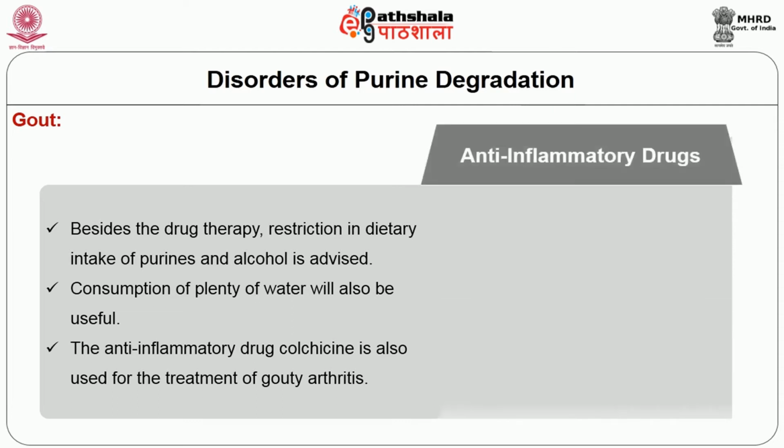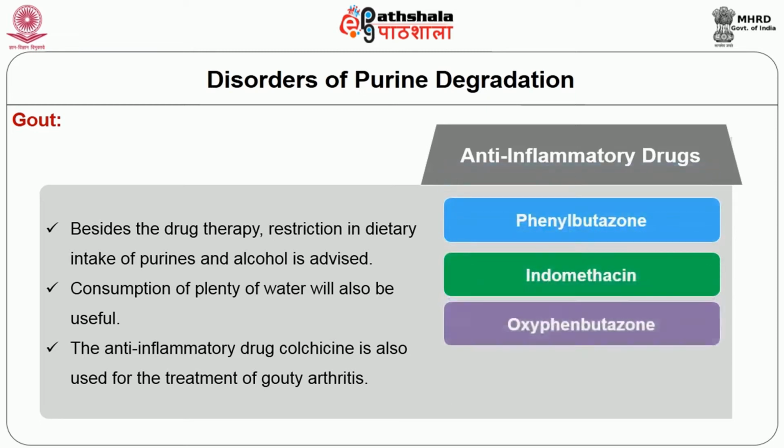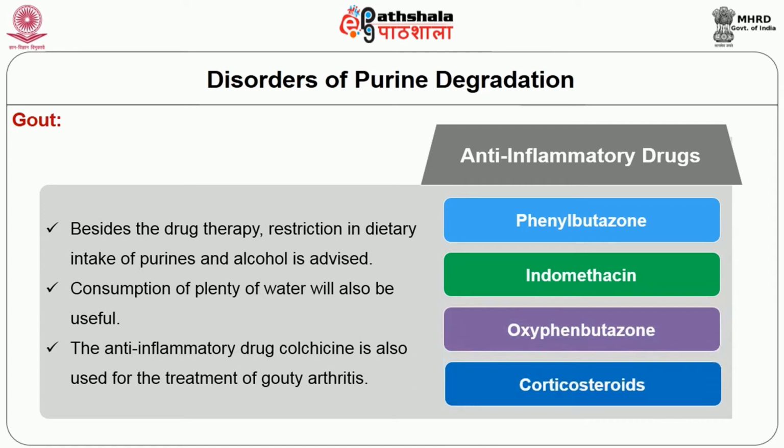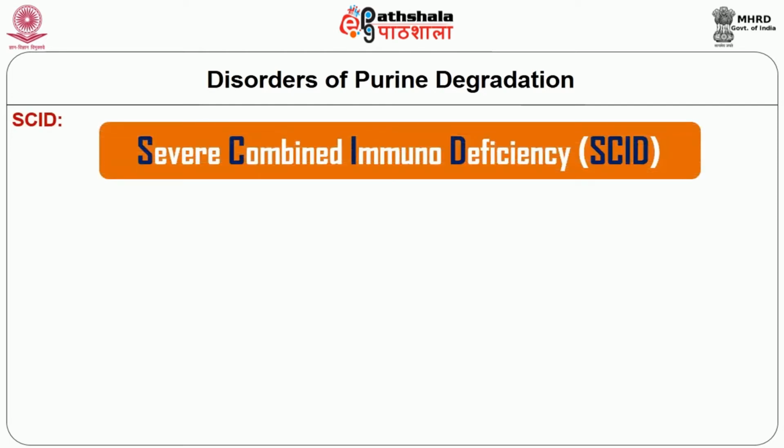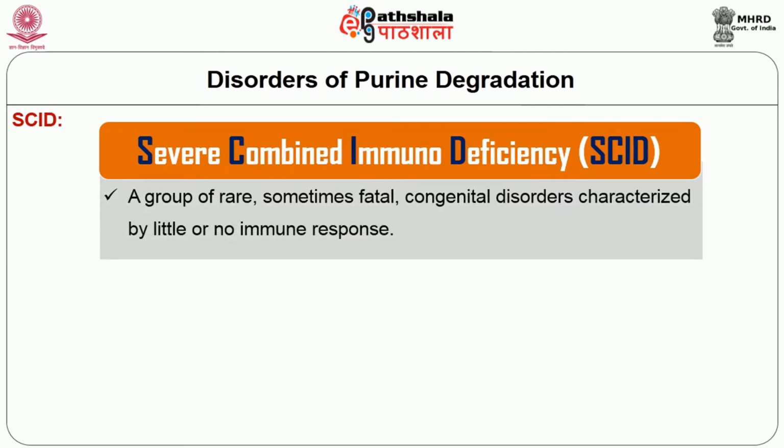Other anti-inflammatory drugs such as phenylbutazone, indomethacin, oxyphenbutazone, corticosteroids are also useful. Let's move on to the next condition, SCID or severe combined immunodeficiency as we call it. This condition, SCID, represents a group of rare, sometimes fatal congenital disorders characterized by little or no immune response.